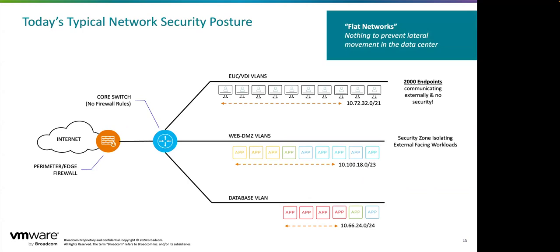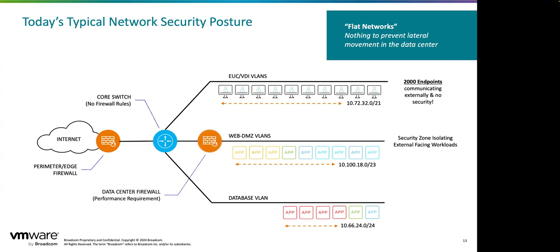In today's typical networks, we look at security postures. So here we've got 3 different VLANs, one VLAN for our virtual desktops. We got 2,000 endpoints communicating externally and oftentimes with no security. And those endpoints have access to other VLANs that host web servers, databases, applications, whatever it might be. And it's just simple routed traffic within the enterprise.